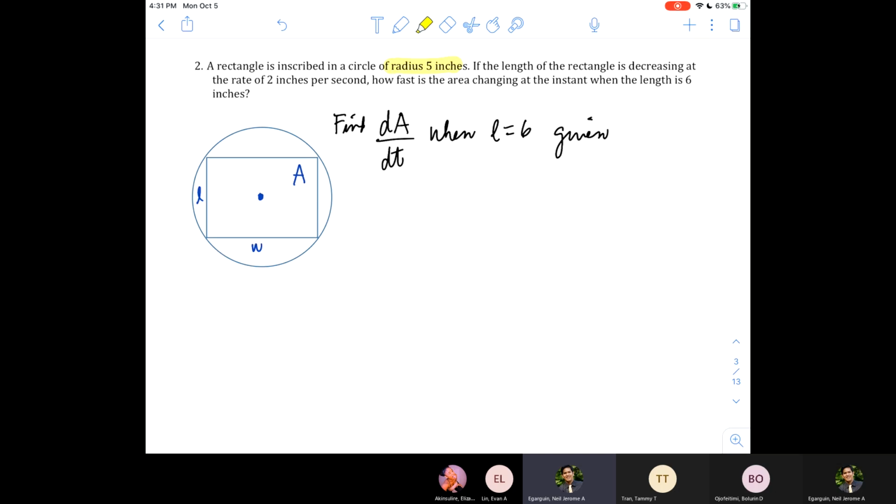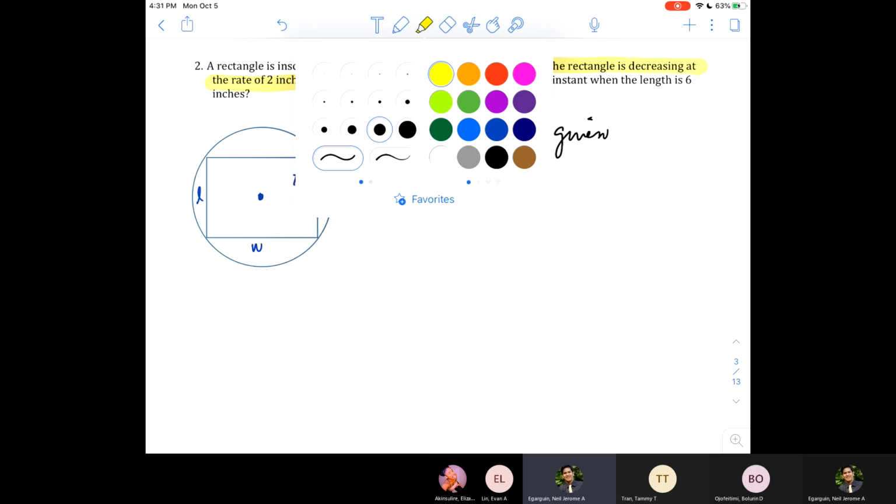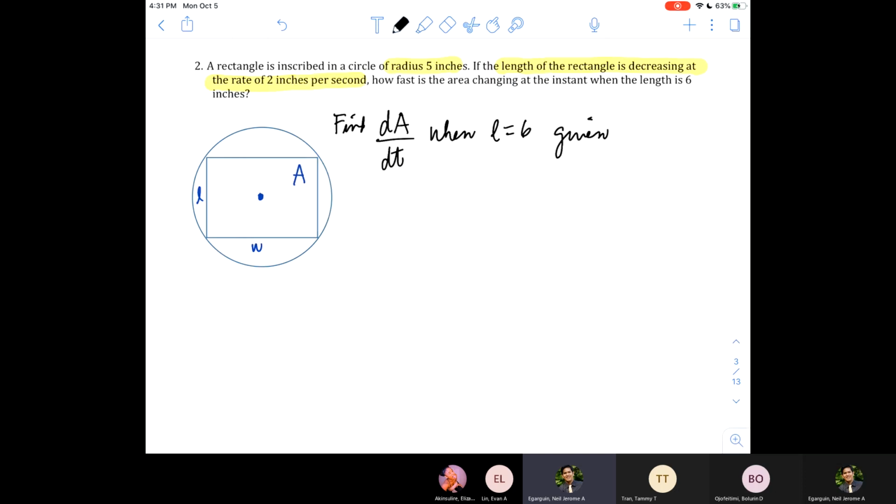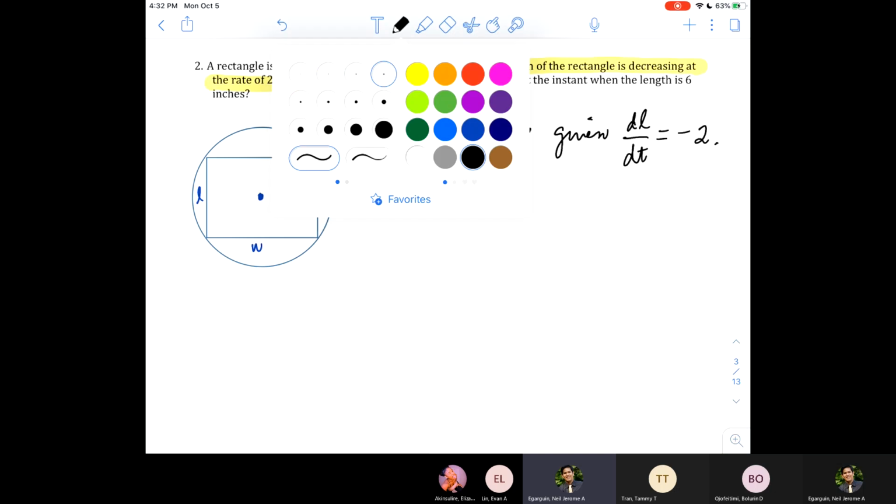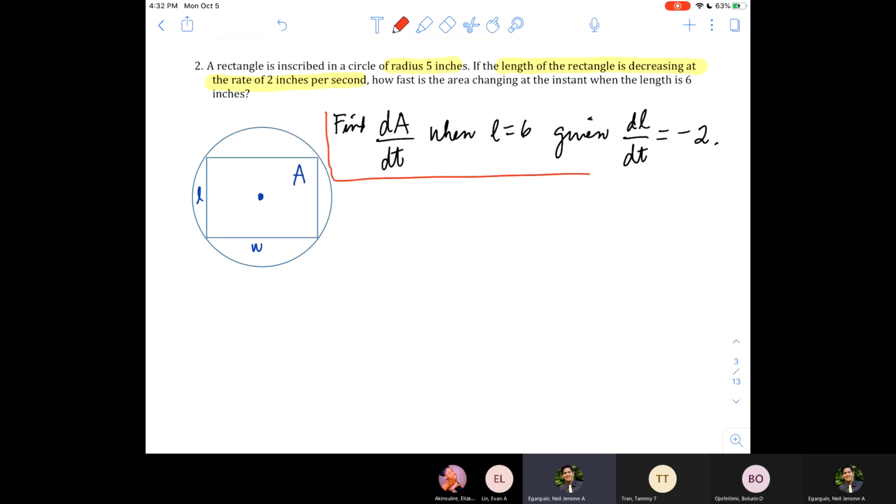But the second sentence tells us the length of the rectangle is decreasing at the rate of 2 inches per second. So it's the rate at which the length is decreasing. So that's going to be dL over dt, right? And L is decreasing at the rate of 2 inches per second, so this must be -2. Okay, so dL over dt would be -2. And what else? I guess that's the only information given in the problem, of course, aside from the radius, right? So I'll end it here. Just box this one out.